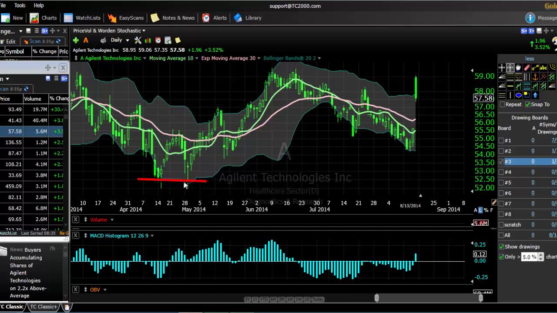This is a nice double bottom here. You see where the stock double bottomed, even though the second one was not outside of the band. We prefer the stock to stay inside of the band. Right here, the stock popped outside of the band. The second top stayed inside of the band, and then the stock moves lower. Perfect. All right, so that's what we talked about last month.